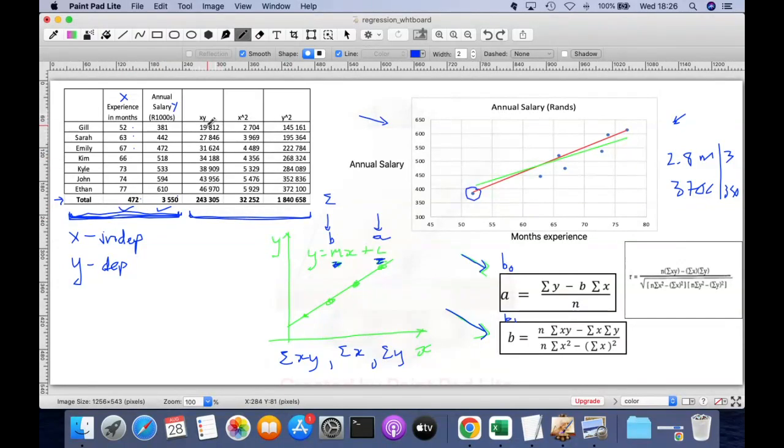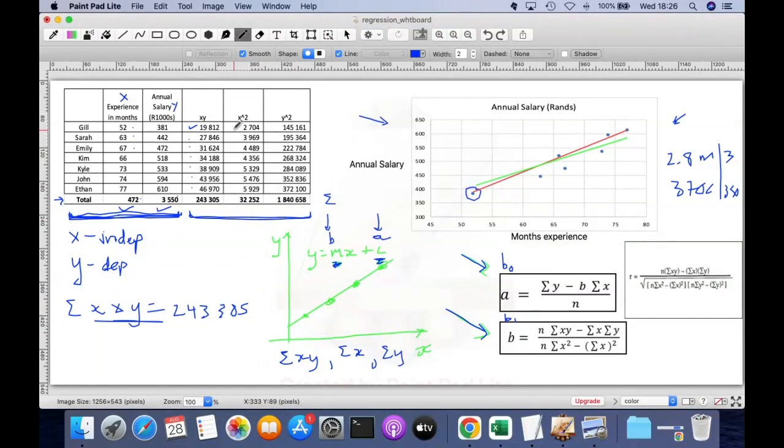Then you need to create your xy column. Your xy means you take your x value and multiply it by y, x times y. For the first row, it's 52 times 381, and you get 19,812. That's how you get your first value. You do that for every value going down, and then you total it, and your sum xy is this value here, 243,305.